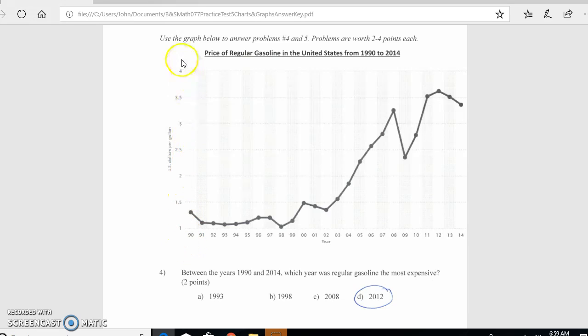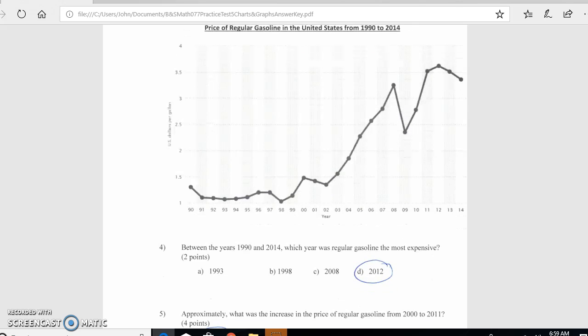We see that on the vertical axis over here, we have the US dollars per gallon, $1, 1.5, which would be $1.50, $2, $2.50, and so on. And then down on the bottom, the horizontal axis, we have the year, and we start here at 1990 and go all the way to 2014. So we will look at the two questions and answer them from the chart.